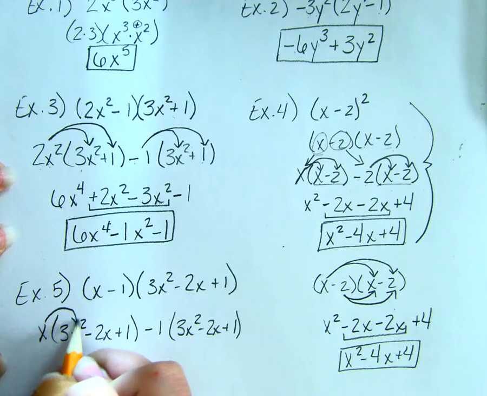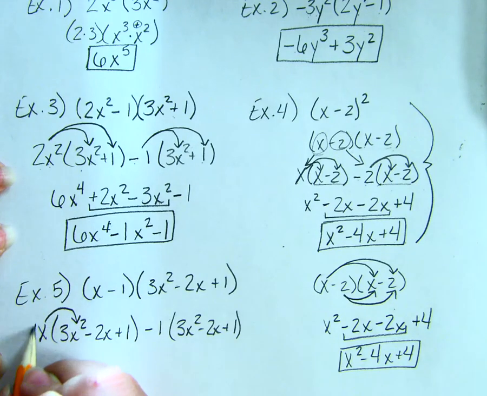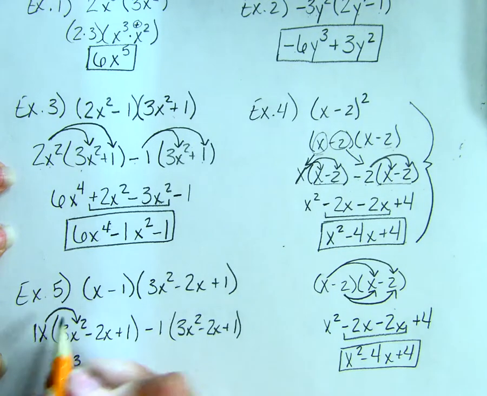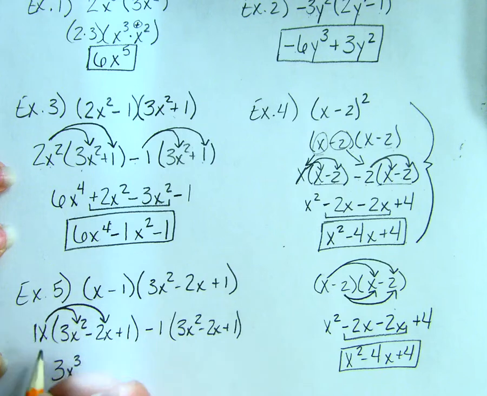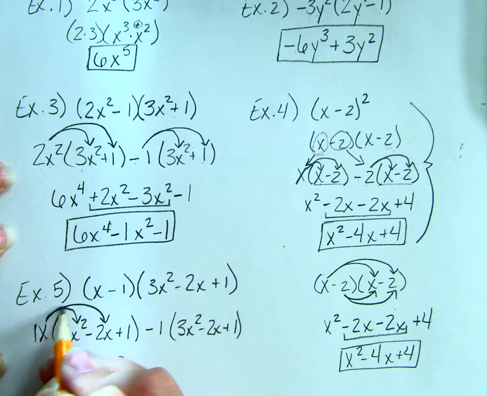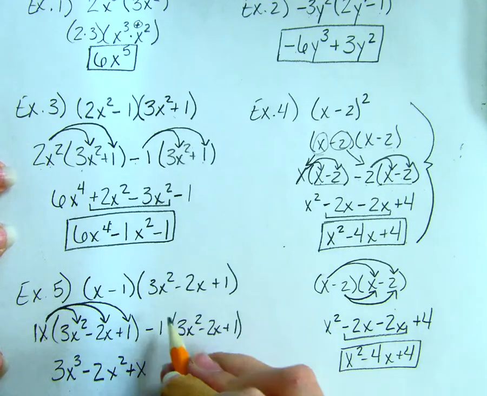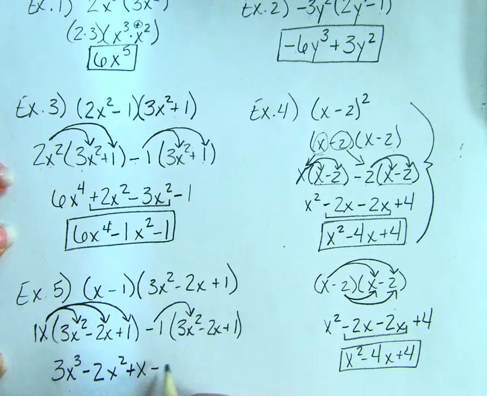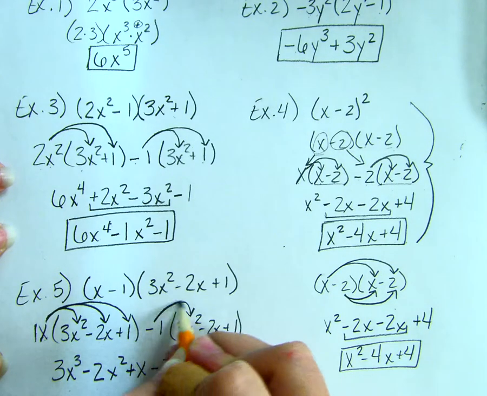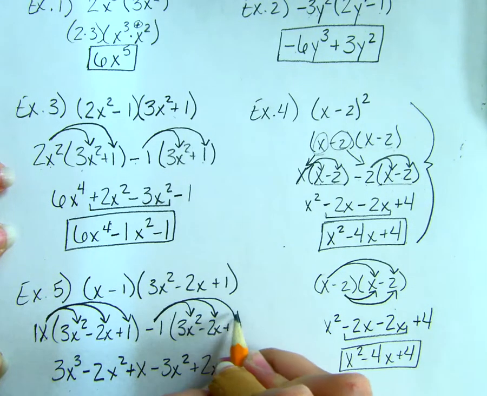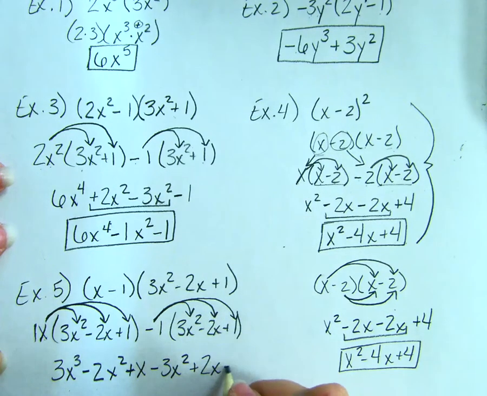I have x times 3x squared. Well, there's a 1 in front of this x, so that's 1 times 3, which is 3. X times x squared is x cubed. Then I have x times negative 2x, and again 1 times negative 2 is negative 2. X times x is x squared. Then I have that x times a positive 1, and 1 times anything is itself, so that's a positive x. You can put the 1 in front if you need to, but you don't have to. Then I have a negative 1 times 3x squared, so I have negative 3x squared. Negative 1 times negative 2x, so I have a positive 2x. And then I have negative 1 times a positive 1, and that's going to give me a negative 1.